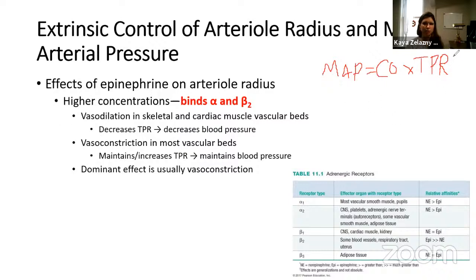Okay, so our effects on total peripheral resistance here, when we have lots of epinephrine, we're decreasing TPR with our skeletal and cardiac muscle.